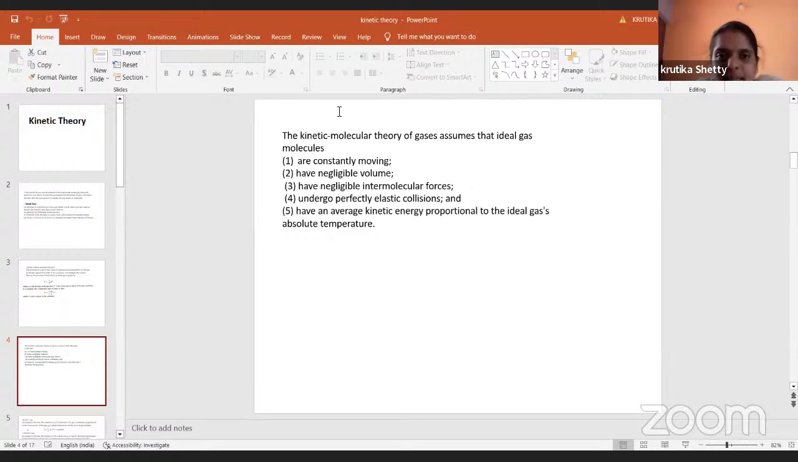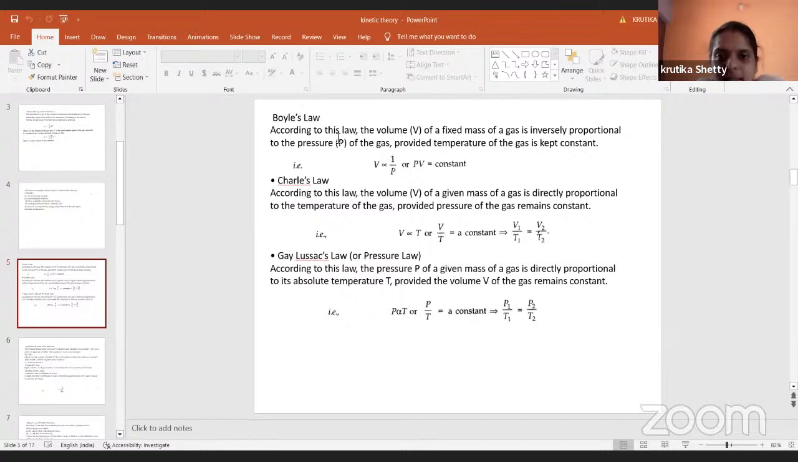Okay, so here you can see Boyle's law. In case of Boyle's law, volume and pressure are inversely proportional, and temperature is constant. Now Charles' law, you can see this. In case of Charles' law, volume and temperature are directly proportional and the pressure is kept constant. And in case of Gay-Lussac's law, pressure and temperature are directly proportional, and volume is inversely proportional. Okay, so these are the three laws which we study here.